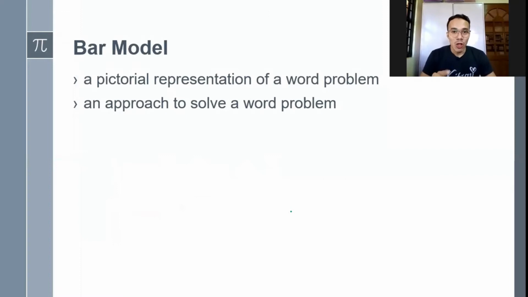One way to solve a word problem is using a bar model or just model. What do you mean by bar model? Bar model is a pictorial representation of a word problem. There is a word problem, it's full of words, and with the help of a bar model, you can visualize, you can picture out what the problem is all about. A bar model is an approach to solve a word problem. It's just an approach, a strategy, or just a method in solving word problems.